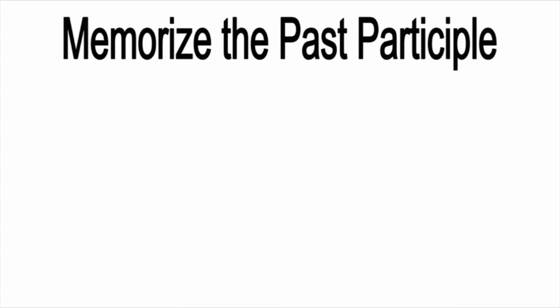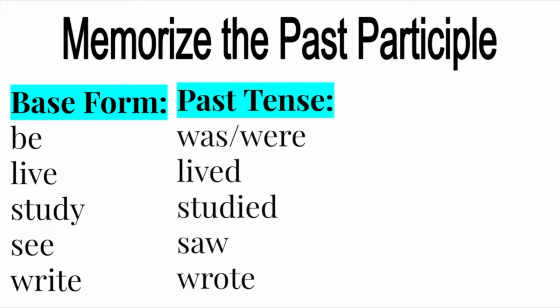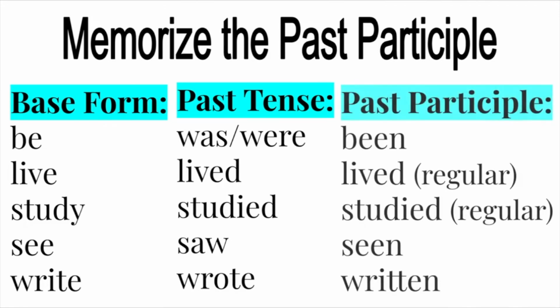Memorize the past participle. Here's the base form: be, live, study, see, and write. Here's the past tense: was, were, lived, studied, saw, and wrote. Now what would the past participle be? Been, lived, studied, seen, and written. Notice that lived and studied are the only regular past participles. The other three are called irregular. It means that they have a different spelling. So you have to memorize those.